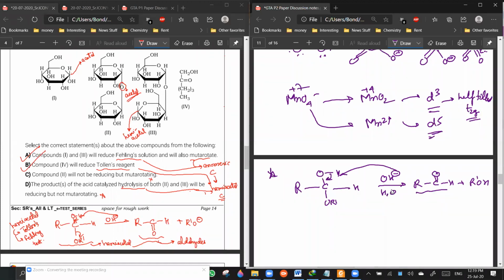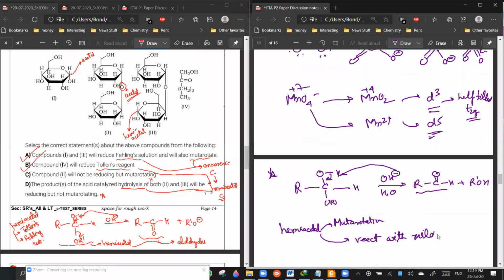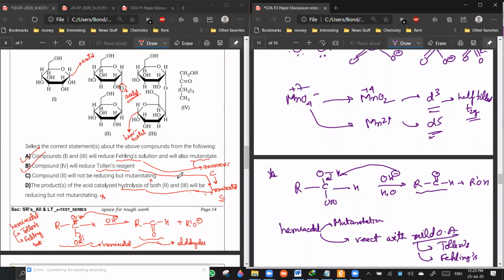Yes. Now, there are two things which are important for mutarotation. Also, you need to have a hemiacetal group. The hemiacetal group will show mutarotation. It will also react with mild oxidizing agents like Tollens' reagent. Are you getting my point? Yes or no? Yes, sir.